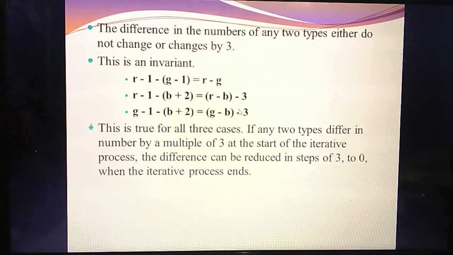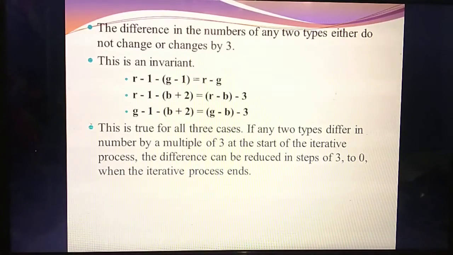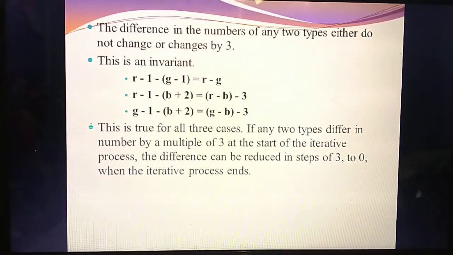So here what they have given means, so read the first line. Difference in number of any two types. So if from any two colors, the difference in number does not change or changes by 3, the third color need not change anything. So only if we need to add to the third color. So you are not going to change the third color. Understand? So how can we say this is an invariant?